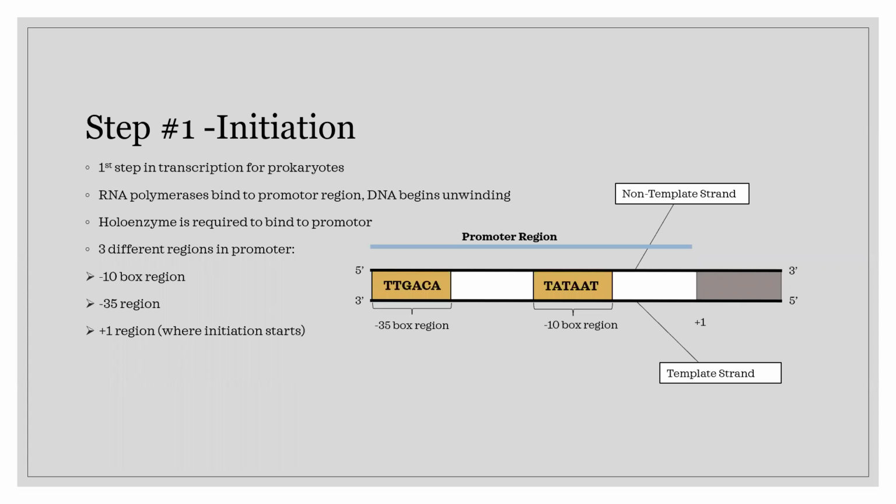So step number 1 is initiation. RNA polymerase binds to the promoter region, and DNA begins to unwind. The holo enzyme is required to bind to this promoter, and there are 3 different regions in this promoter: the -10 box region, the -35 box region, and the +1 box region, where initiation actually begins. And I've created a little visual there to better understand just the structure of initiation.